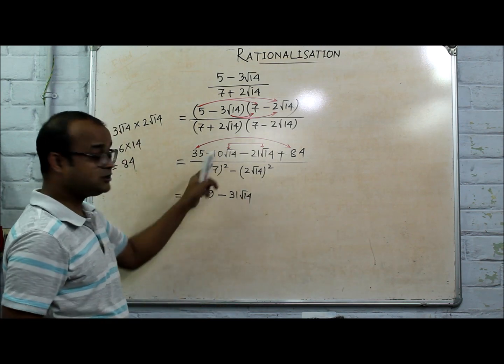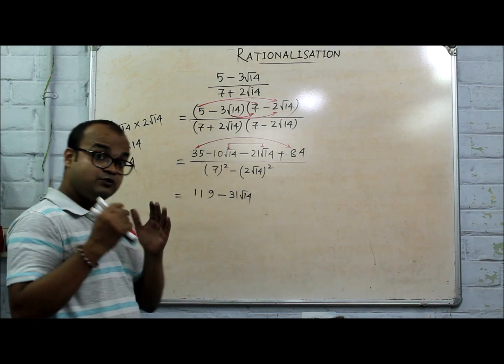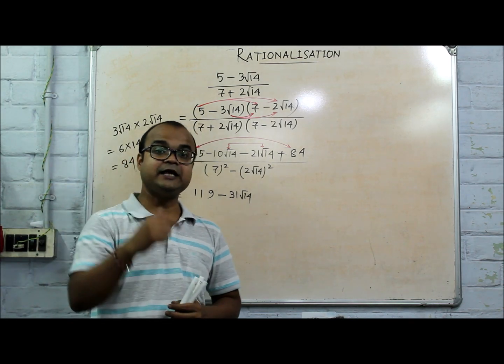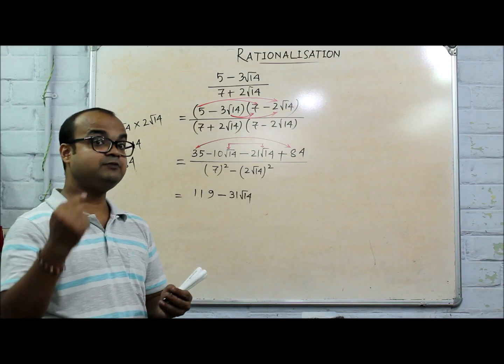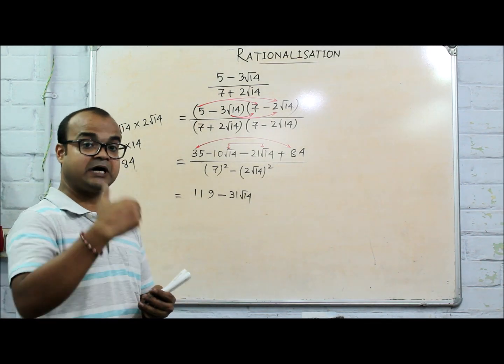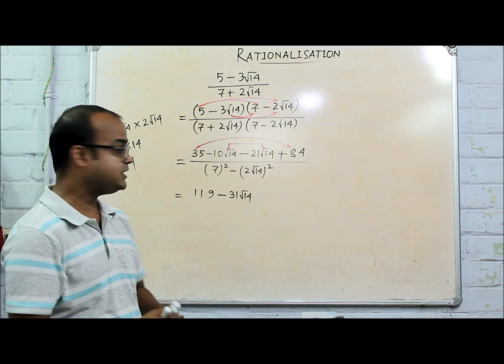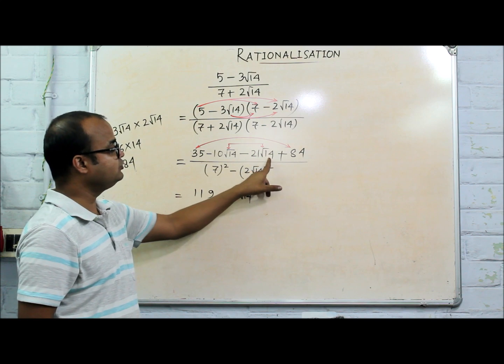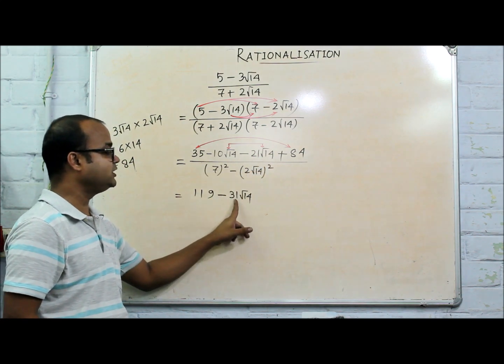Now here, don't get confused. We follow the same algebraic rule. Suppose it is given to you 3a plus 5a, so what do you write? 3a plus 5a is equal to 8a, or minus 3a minus 5a is equal to minus 8a. Same way, minus 10 root 14 minus 21 root 14 is equal to minus 31 root 14.